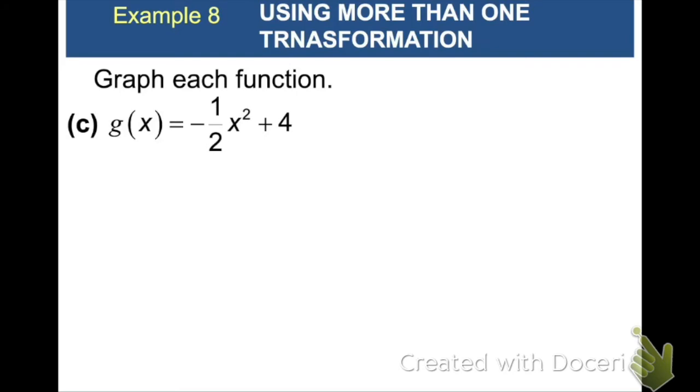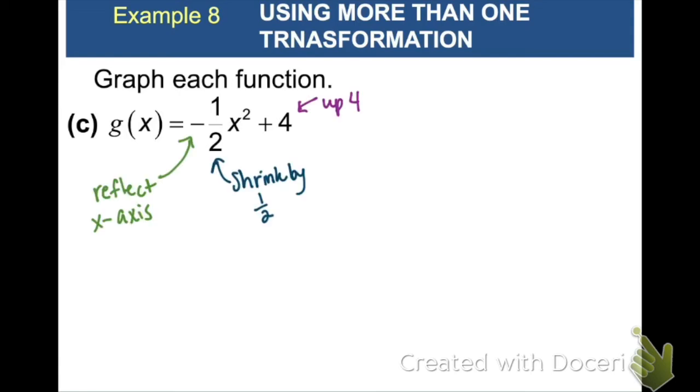For this next example, I want you to think of the transformations going on here. So first of all, we should talk about probably what the parent function is. This isn't an absolute value function. This is a quadratic. So it's a U-shaped graph called a parabola. Pause your video right now and write down the 3 transformations that are going on in this function.